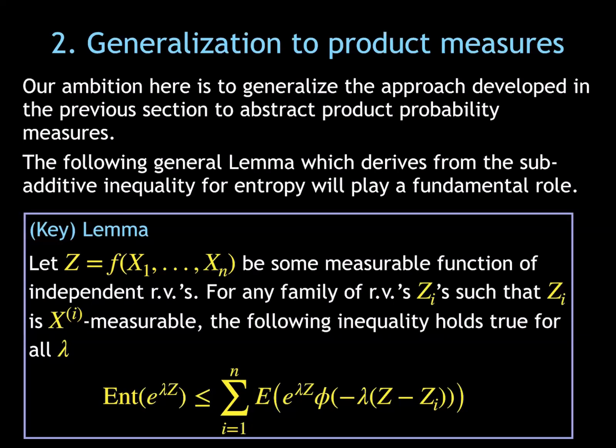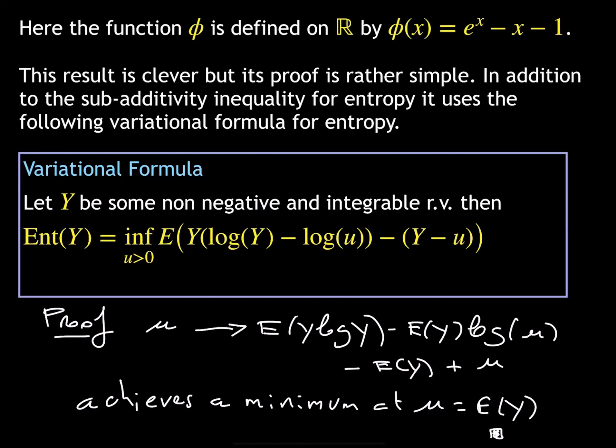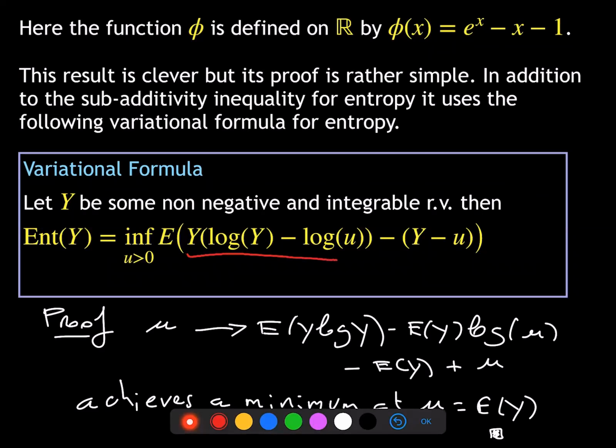So the proof of the lemma is not very difficult. Let's see how to do it. It's based on a variational formula for entropy. I don't remember if I stated this formula. Yes, it is based on this formula here. So this formula is very easy. It tells you that the entropy of a random variable is the infimum of these quantities here. So the proof of this variational formula is easy. You just study the function which appears in the right-hand side here.